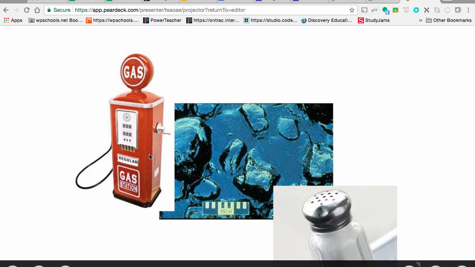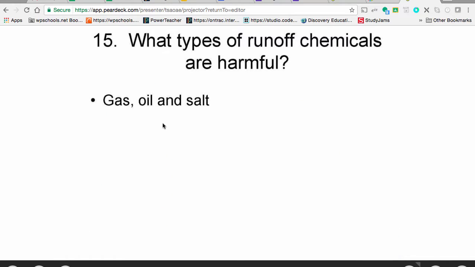And runoff can be a problem where people accidentally spill gas on the ground or oil leaks from a car, or we add brine or salt to the roads to prevent ice formation. And all these things, when it rains, will flow into our water systems, into our rivers, and cause contamination. So the types of road runoff are going to be gasoline, oil, and salt.